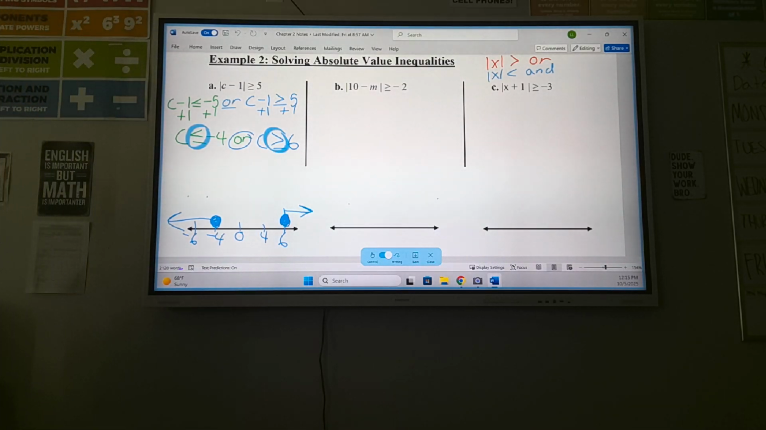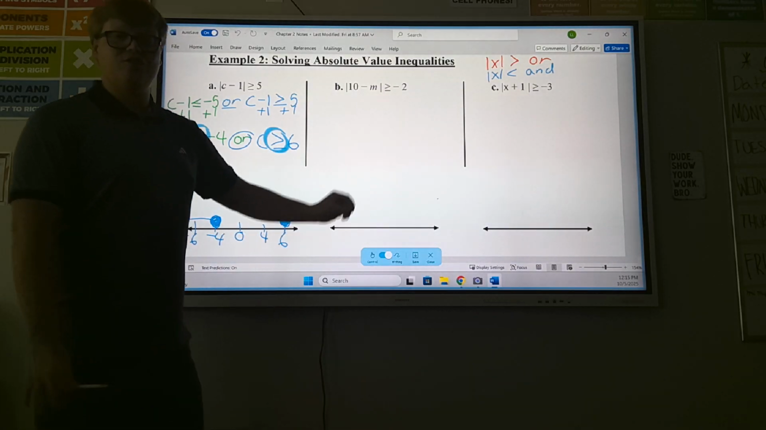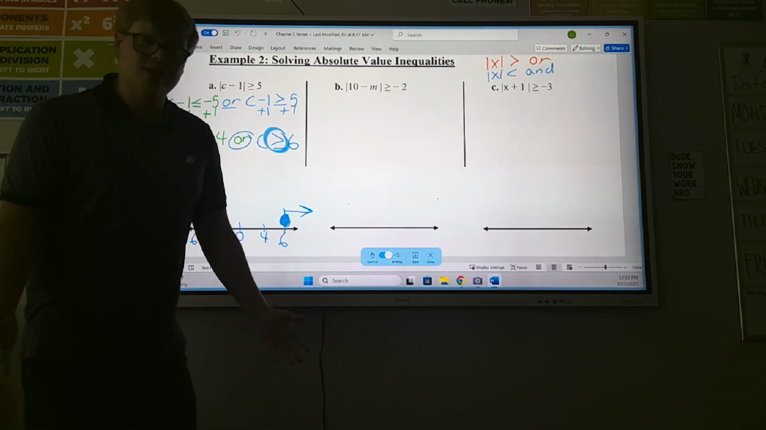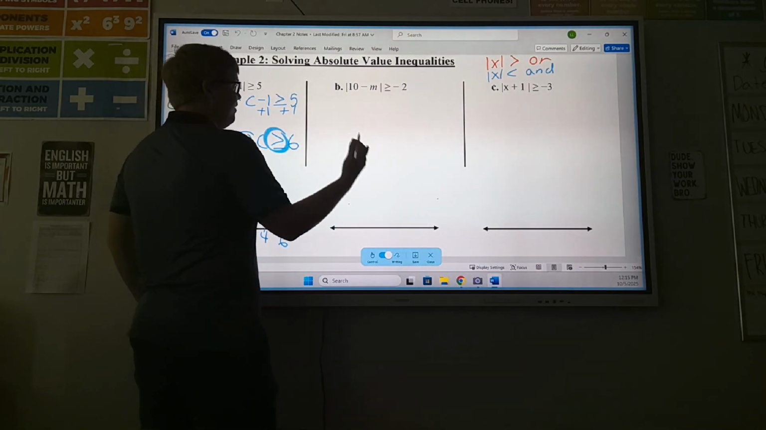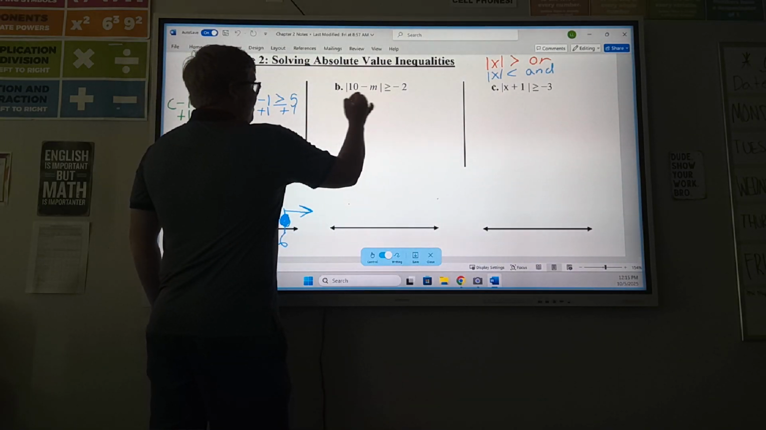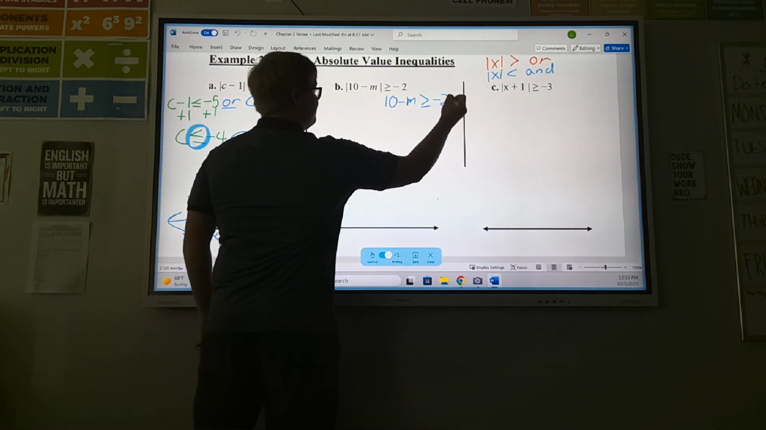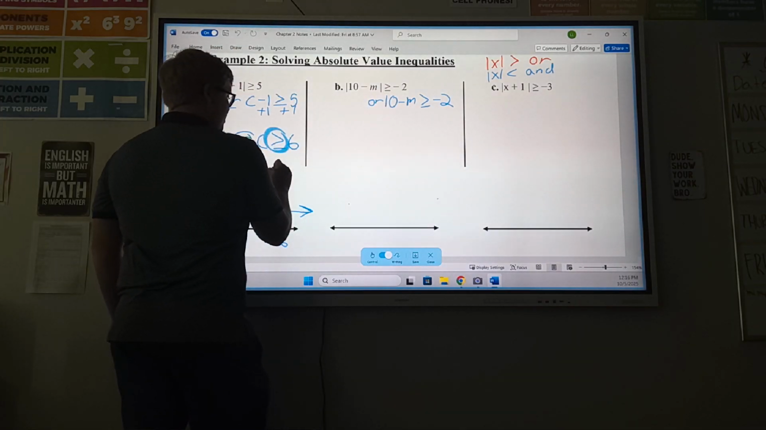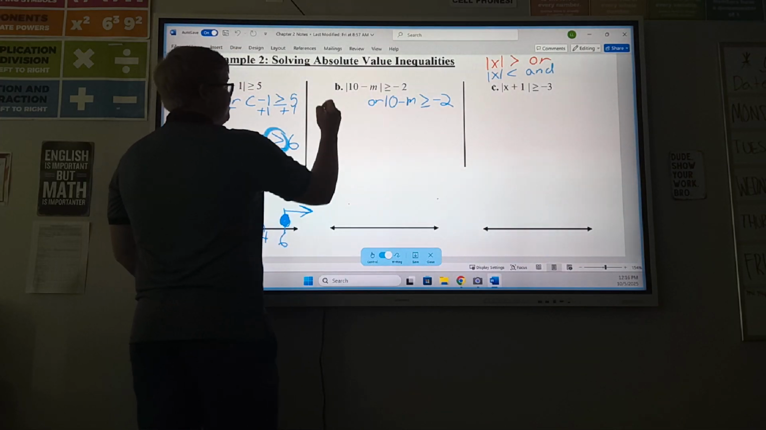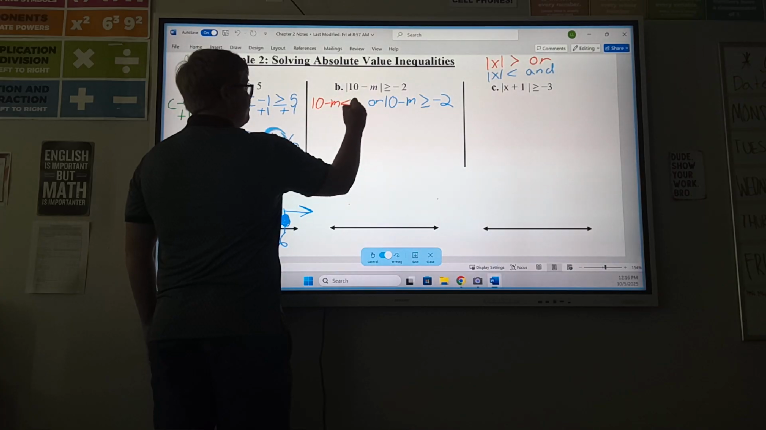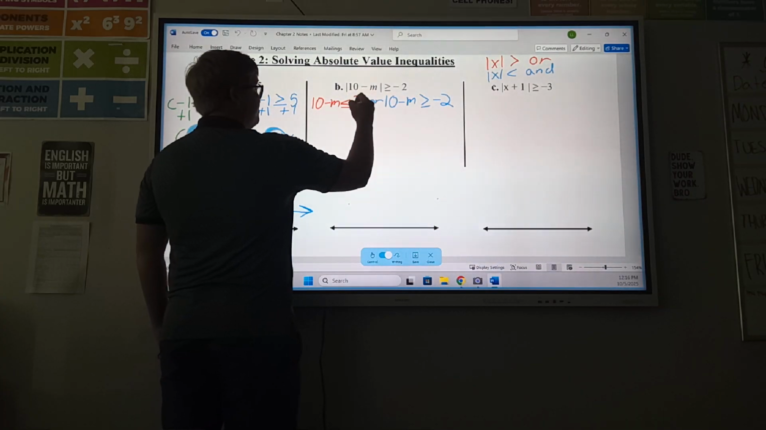Okay, now we're going to look at B and C. They both are going to be the exact same answer, but I'm going to solve one to show you guys why it works, and then the other one we'll talk about what you could just do instead of solving. So we look at B. We're going to solve the exact same way. Let's copy our first equation. 10 minus n is greater than or equal to a negative 2. Put our or in the middle. Now let's change our second equation. Keep the absolute value the same, 10 minus n. Flip our sign, change our negative 2 to a positive 2.